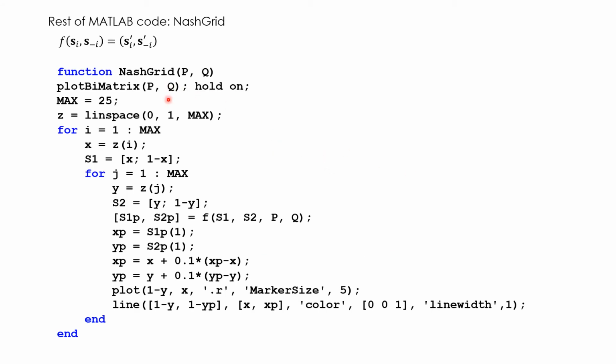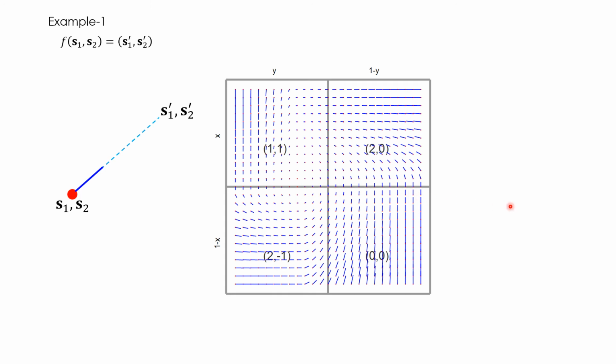This function I call Nash grid, and it produces a mesh plot that you shall see next. I could have implemented this using mesh grid and quiver, which are two standard MATLAB commands. I just chose to implement the function this way. And the output of this is next. So this is the mesh plot that is produced by that function.